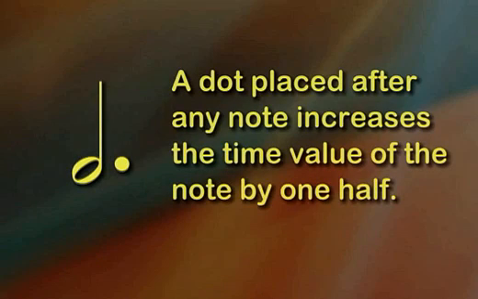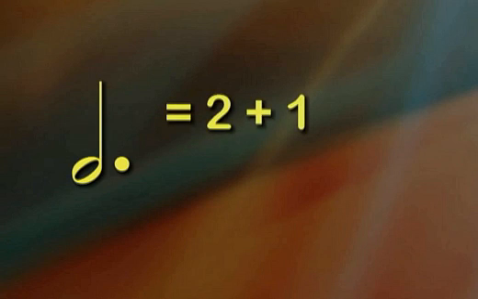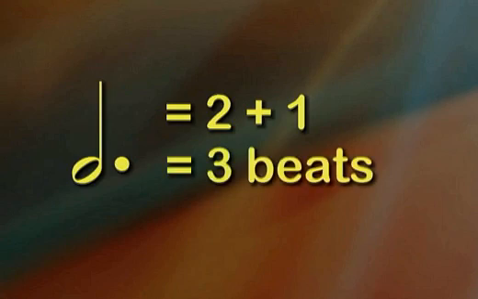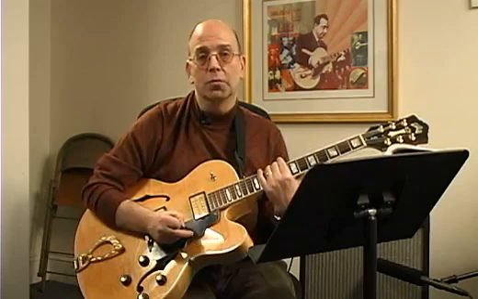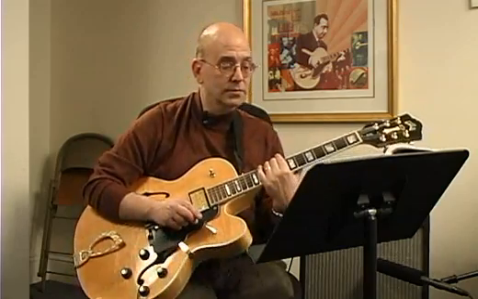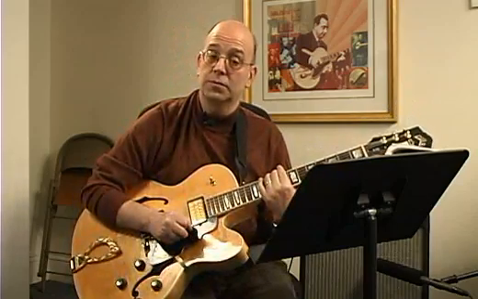Dotted notes. A dot placed after a note increases the time value of that note by 1/2. In other words, if you have a dotted half note, the value of that note is 2 plus 1, 3 beats. You really don't have to figure this out after a while. You just know that a dotted half note gets 3 beats. A dotted quarter note gets 1.5 beats.